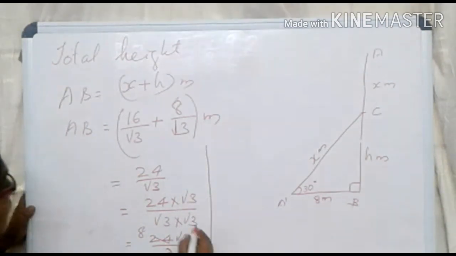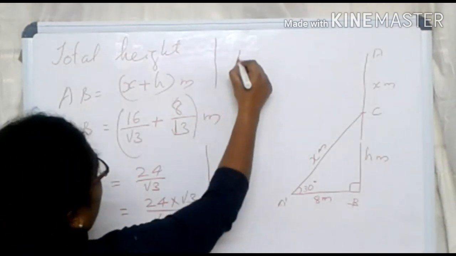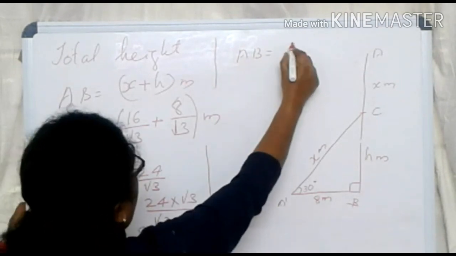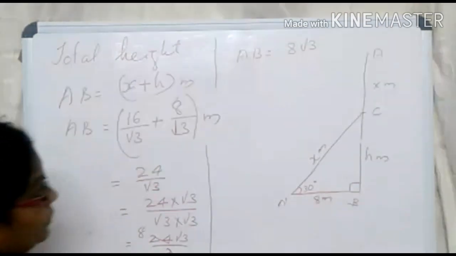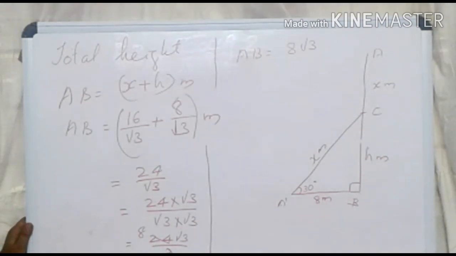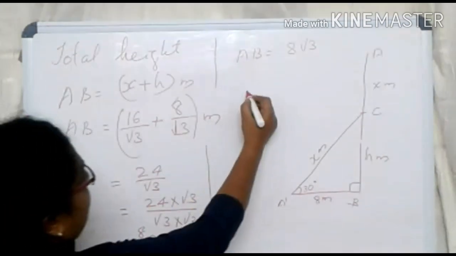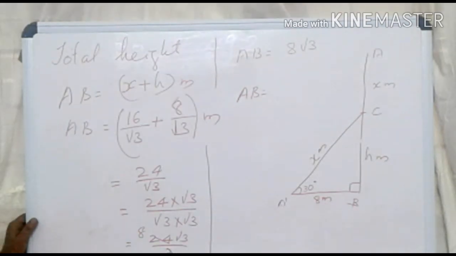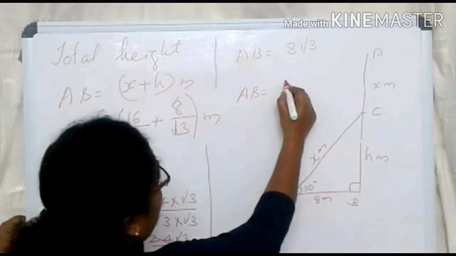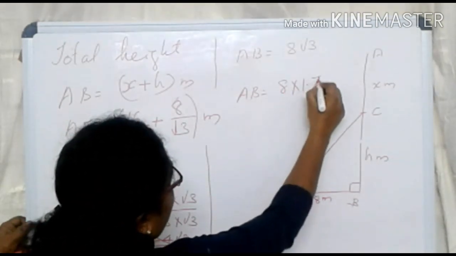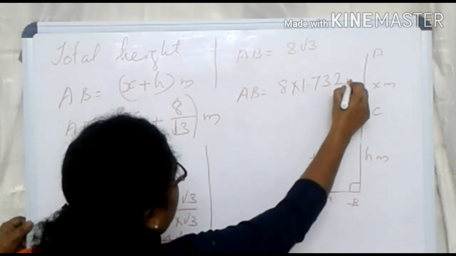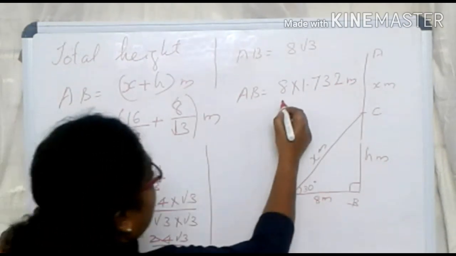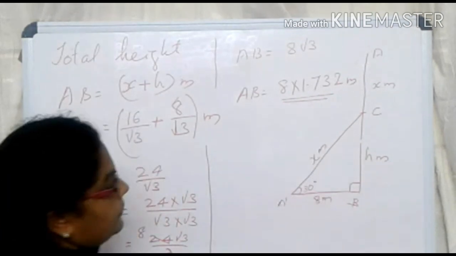Therefore, we are getting AB equal to 8 root 3. What is the value of root 3? Root 3 is equal to 1.732. That we have to apply here. That we learned in the 9th standard first lesson, the value of root 2, root 3, etc. So, 8 into 1.732 meter. How do we do the multiplication? Then we will get the value of AB.